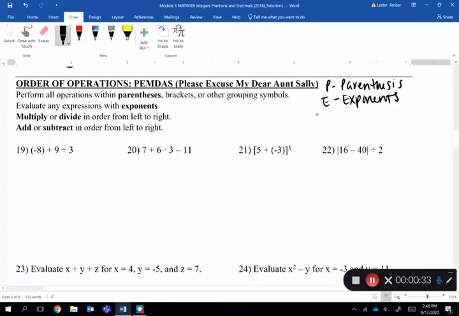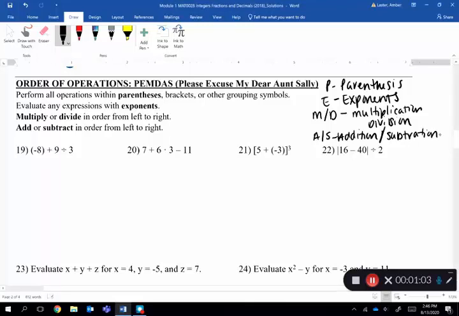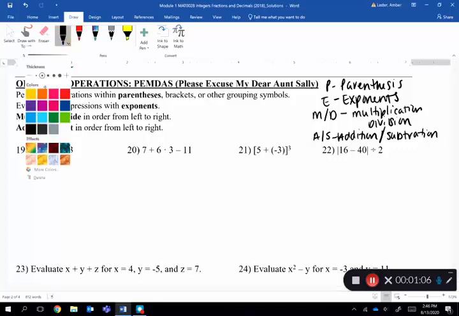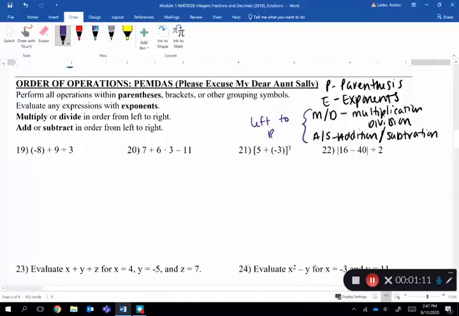M and D are technically on the same level, so this is multiplication and division. When you have both of them, we just work left to right. The same thing with addition and subtraction. If you have both in an expression or equation, then you would work left to right. And that's the big thing to remember for multiplication and division and addition and subtraction.